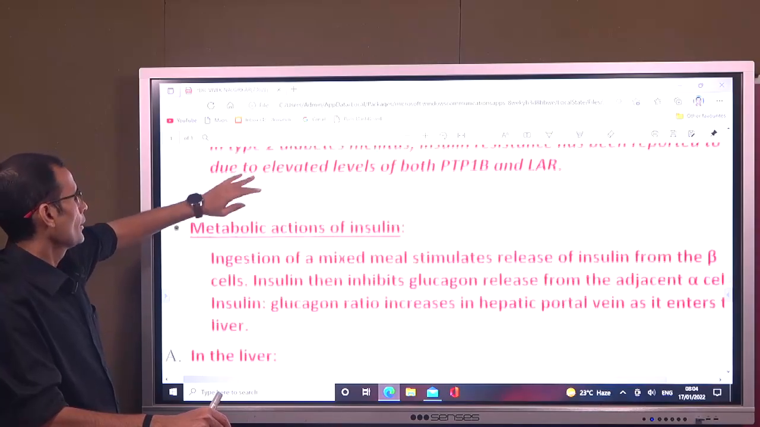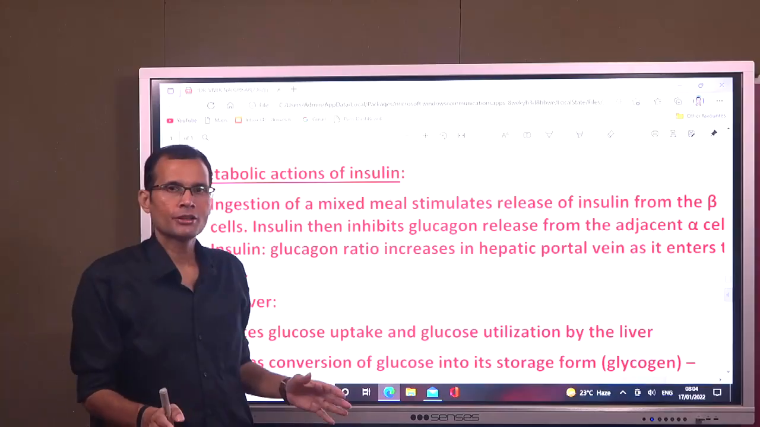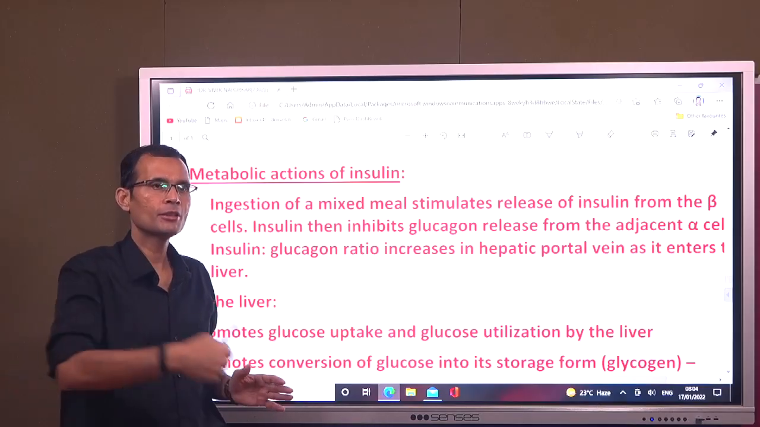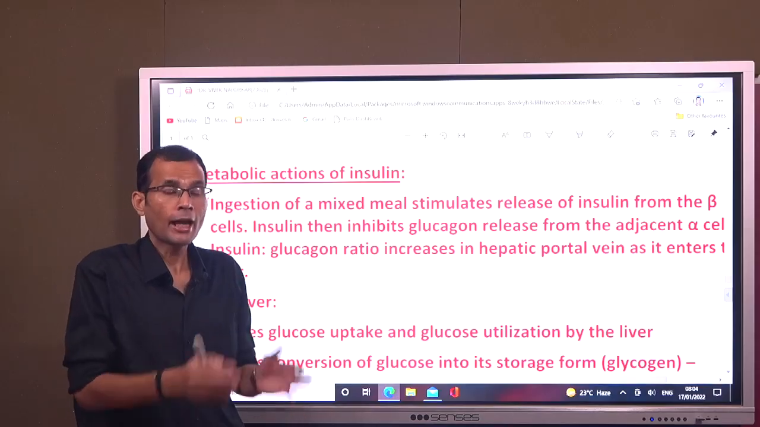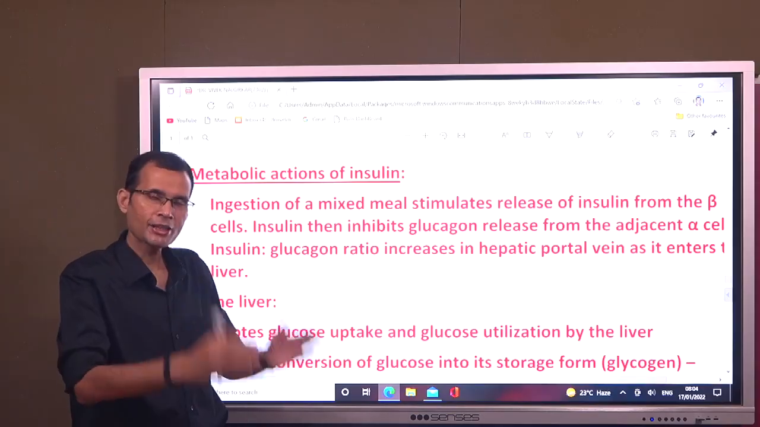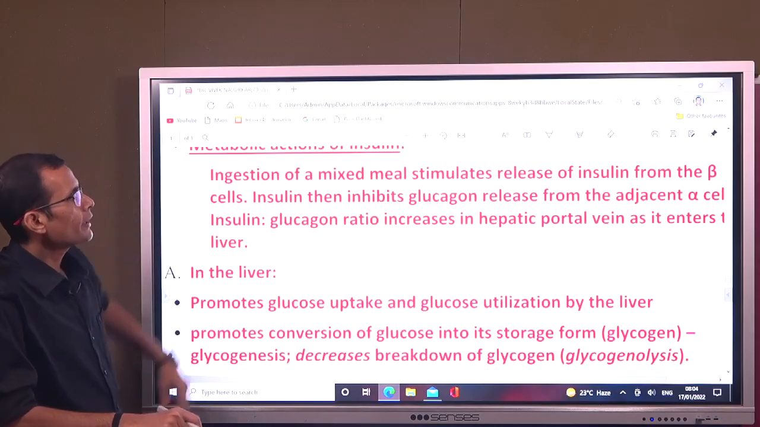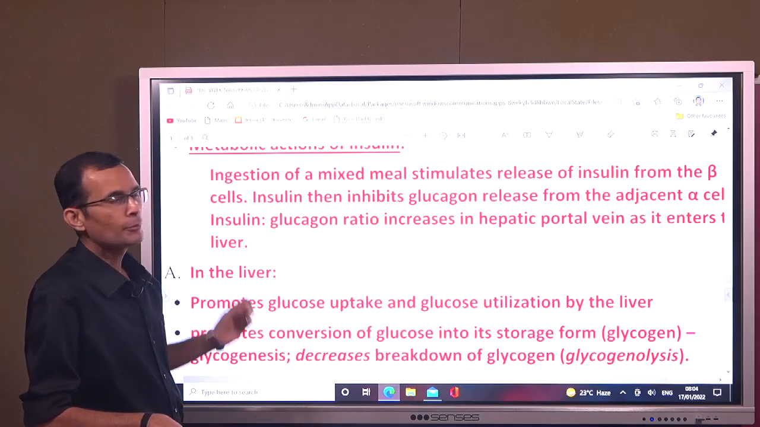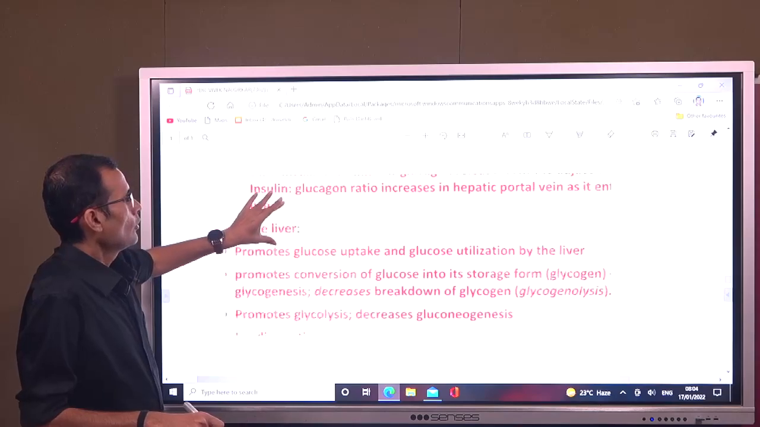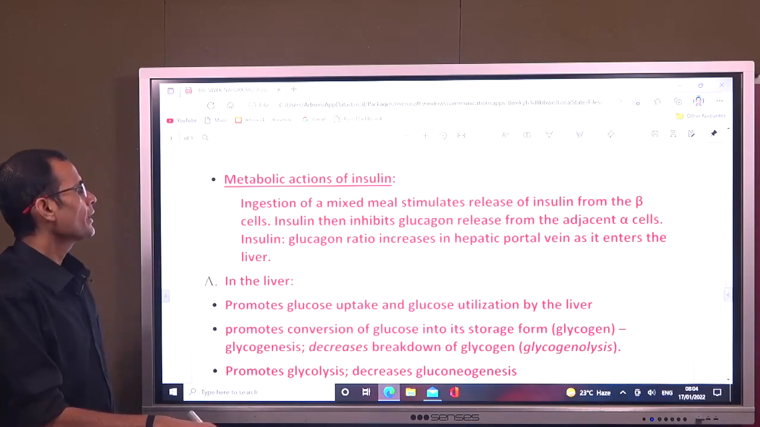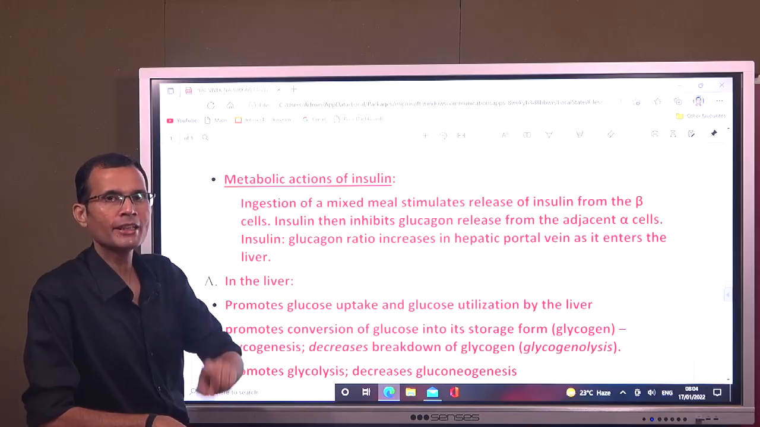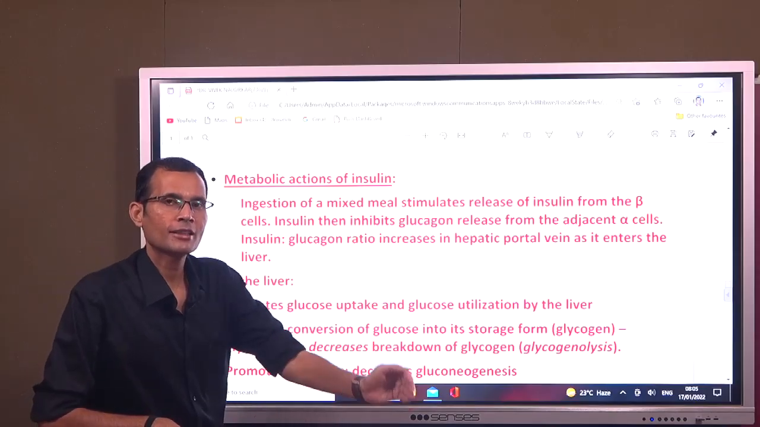Right. Let's see the metabolic actions of insulin. We have so far described how insulin is secreted, what the stimulators and inhibitors are. Now, the insulin receptor, the GLUT4. Now we will see the actions of insulin. So when we consume a mixed meal, it will stimulate the insulin release from the beta cells. An important point to be understood is that insulin then inhibits the glucagon release from the adjacent alpha cell.